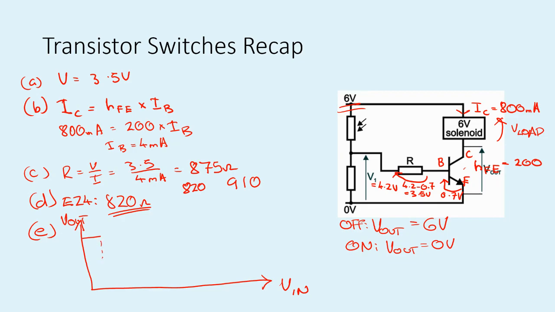So it starts off until it gets to 0.7 volts. Remember, that's the voltage at which it starts to conduct. And then we've got this lovely linear region until the 4.2 volts. That's the point when it's saturated, as we were told in the question. So this is on, this is off, and this bit in the middle is the linear region, which is the problem region.